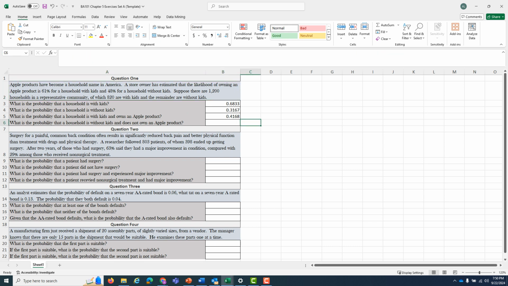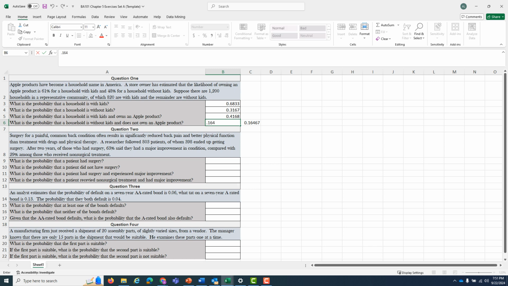So let me just multiply that out really fast. 0.3167 is the probability of a household not having kids, times 1 minus 0.48, the probability of owning an Apple product without kids. And that comes out to 16.47%, which is our answer right here.